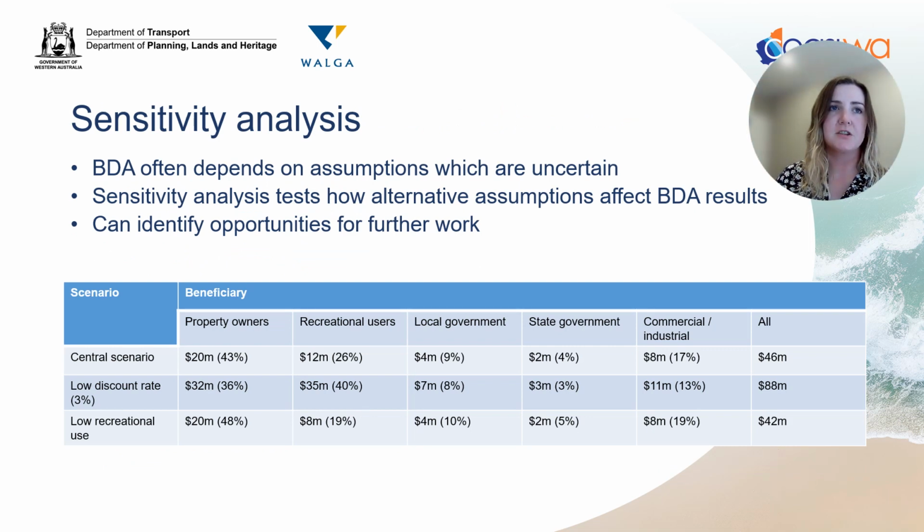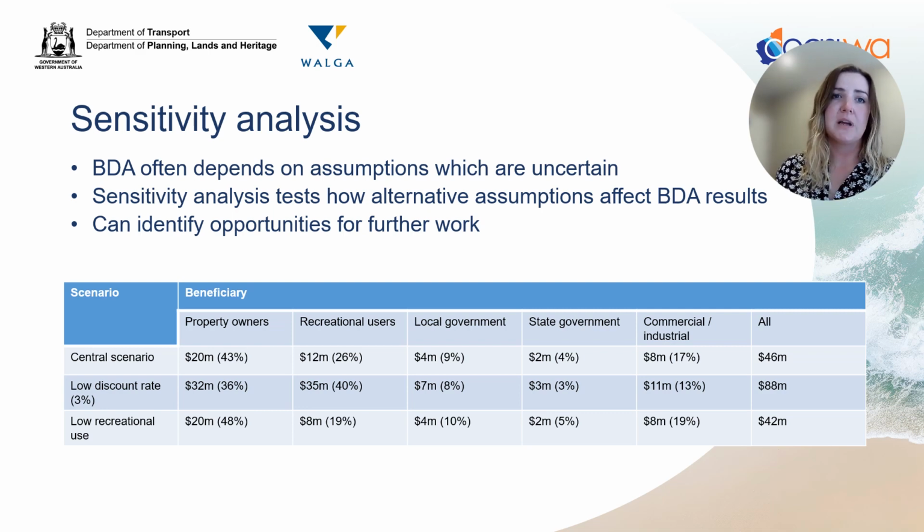The other consideration is sensitivity analysis. I just mentioned it, talking about the discount rates, but benefit distribution analysis often depends on a lot of assumptions that are uncertain. As we've just gone through, your information or data might be limited, or you might be reliant on studies from other locations. So using sensitivity analysis can allow you to test how alternative assumptions affect your BDA results, and just have more confidence in which of those assumptions are really driving the findings.